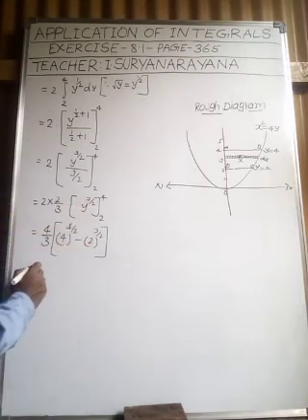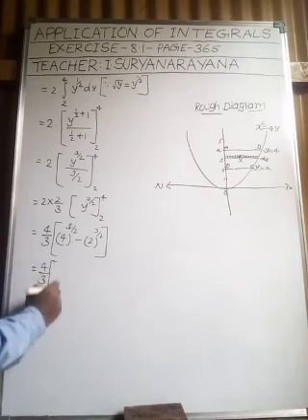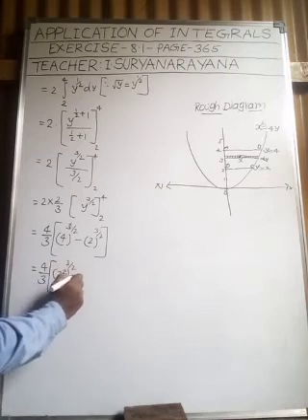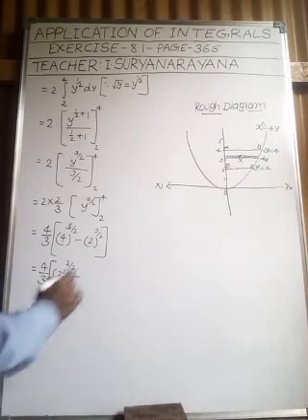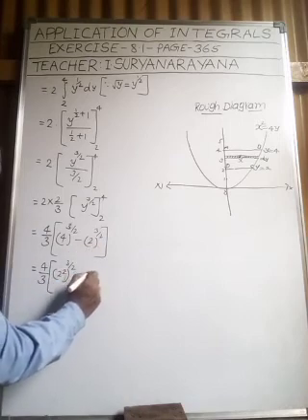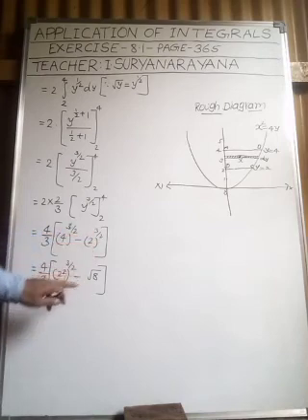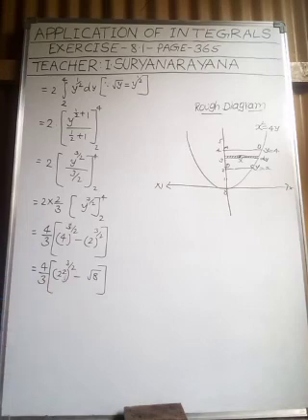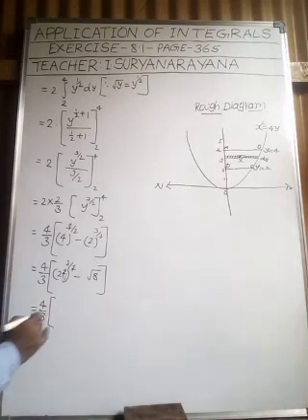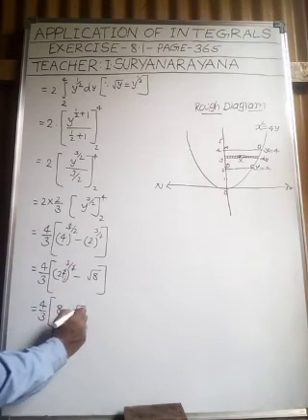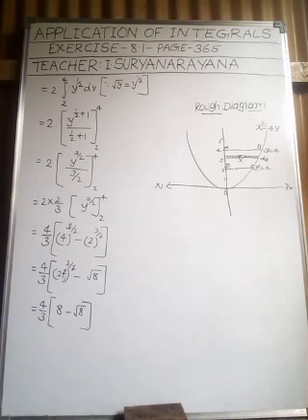That is equal to 4 by 3. This can be written as 2 square whole power 3 by 2, minus root 8, because 2 cube is 8, so square root of 8. Understood this root 8, my children? Right. Here 2 gets cancelled. 4 by 3 into 8 minus root 8.